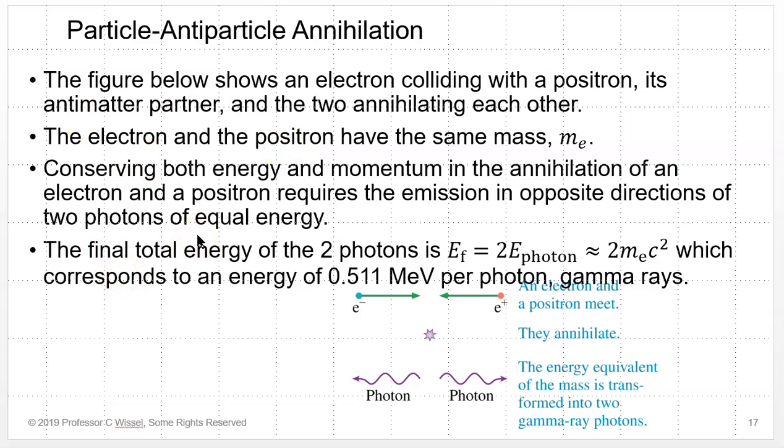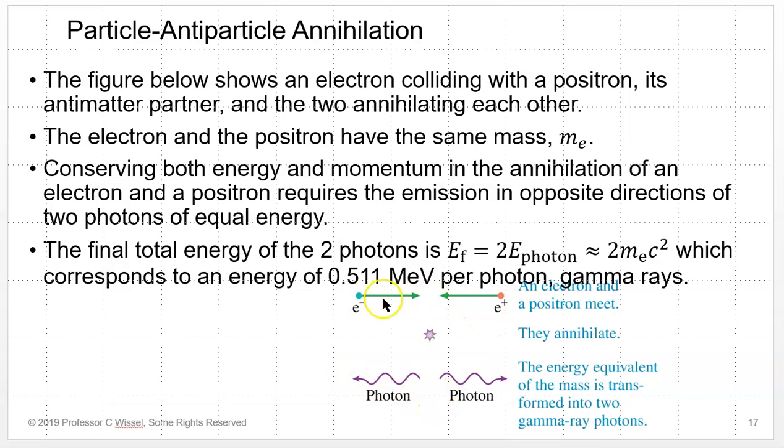Conserving both energy and momentum in the annihilation of an electron and positron requires the emission in opposite directions of two photons of equal energy. The final total energy of the two photons is E_f = 2hf, approximately equal to 2 times mec squared. Of course, this is the rest mass, which corresponds to an energy of 0.511 MeV per photon, which is gamma rays. Now, why do we need two photons?